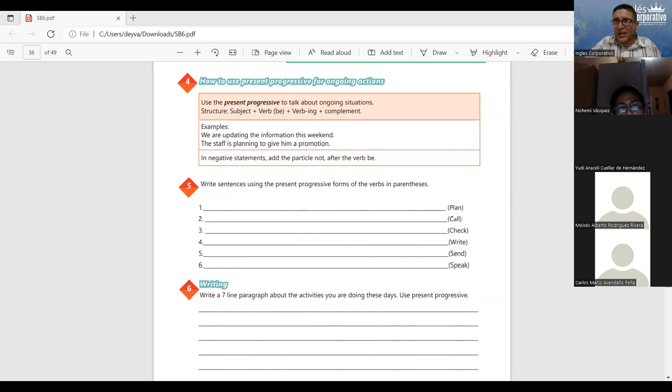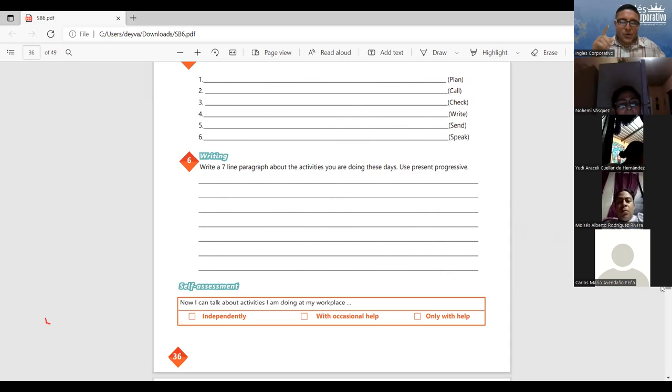All right, so we got a couple of more minutes. Let's begin. Let me see, where is this? Okay, right here. Part 6 says the following. This is going to be your homework number 3. Fíjese bien. Part 6 is going to be your homework. Write a 7-line paragraph about the activities you're doing these days. Use present progressive. Esta va a ser su tarea, va a ser su tercer nota evaluada.